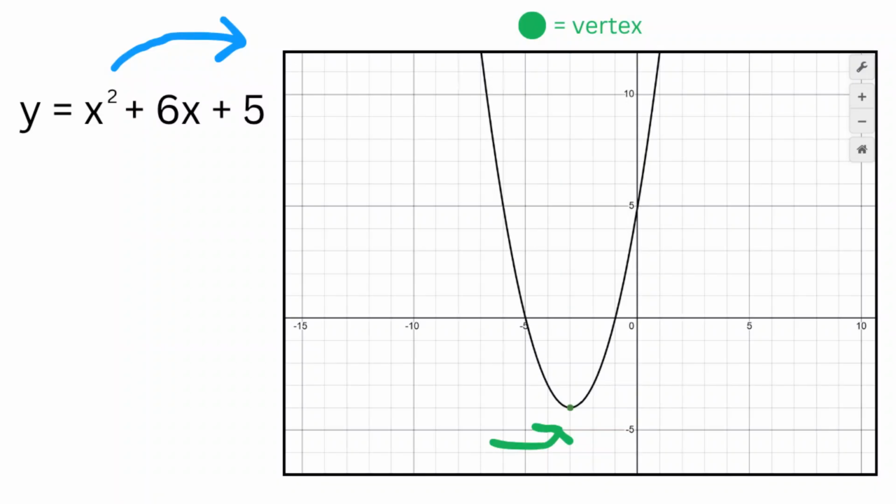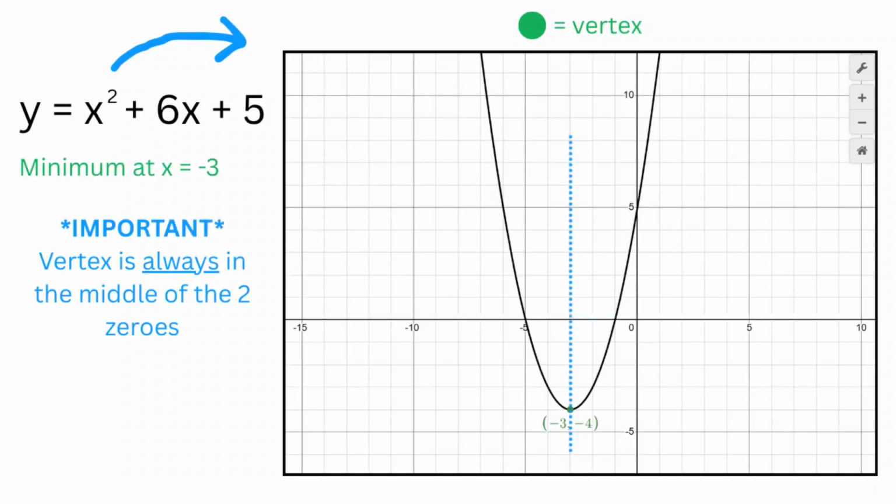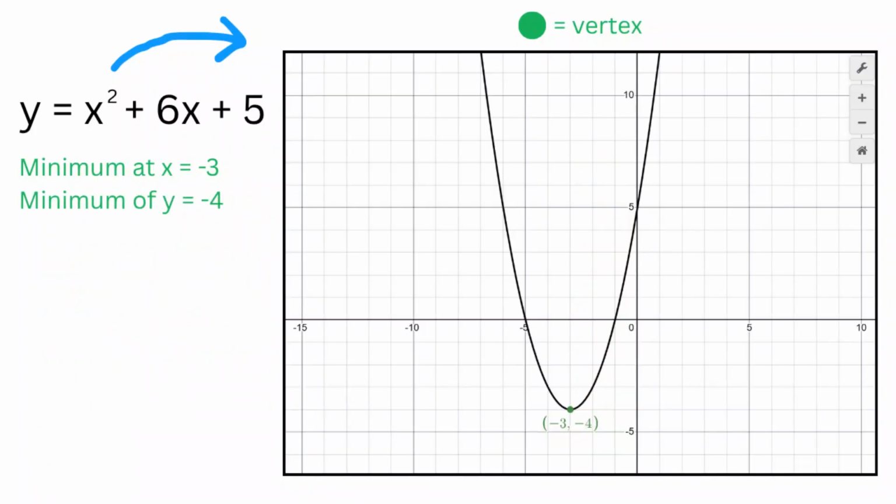This is where the minimum of the quadratic happens. So the x-coordinate is where the minimum happens. So in our example, at x equals -3, that's when the quadratic is at its lowest. And the y-coordinate is the actual minimum of the quadratic. So in our example, the minimum is -4. Vertexes are important because we can use them to write a special form called vertex form.